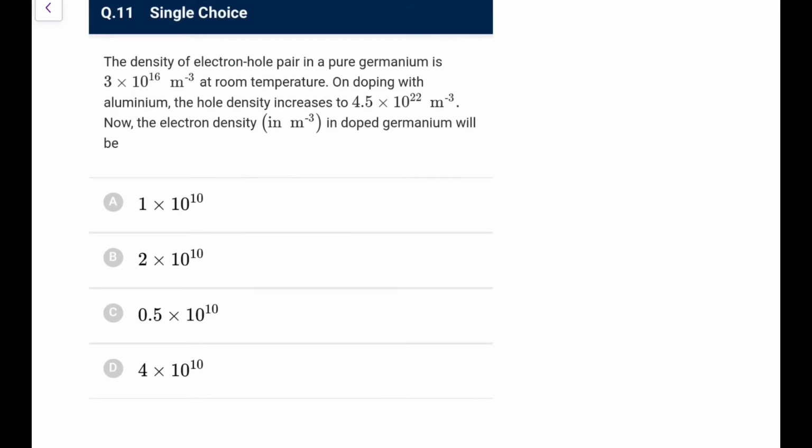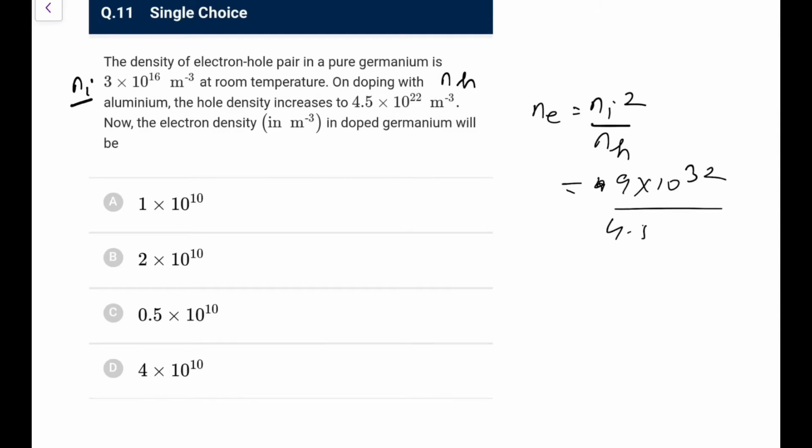The density of electron hole pair in a pure germanium, that is what we call Ni, on doping with the hole density, that is Nh. So what would be Ni? Ni you can write as Ni square by Nh, that is what we call the law of mass action. So 9 into 10 to the power 32 divided by 4.5 into 10 to the power 22, so 2 into 10 to the power 10, that would be the concentration of electrons. Go for option B here.